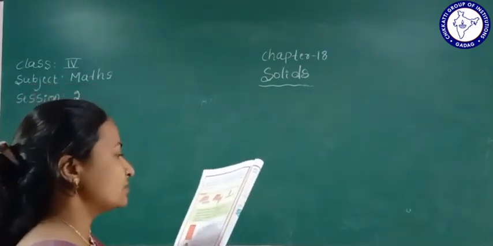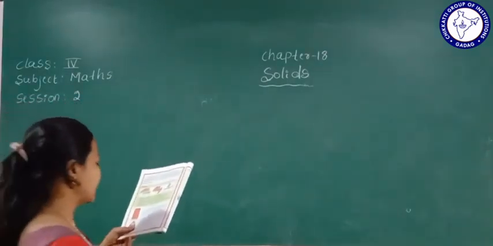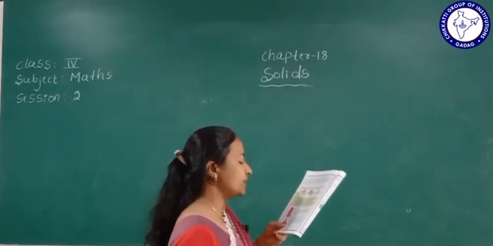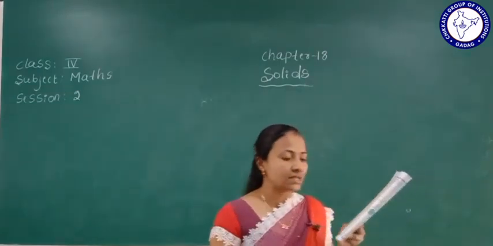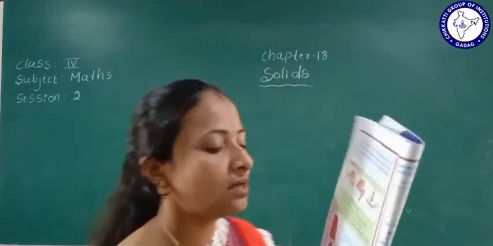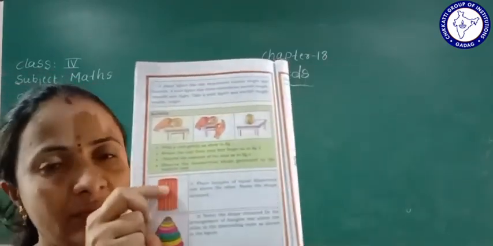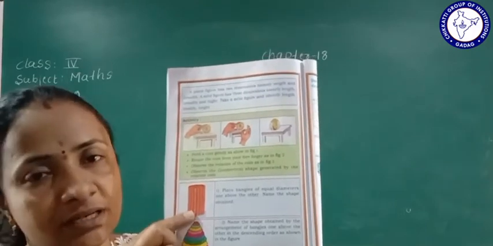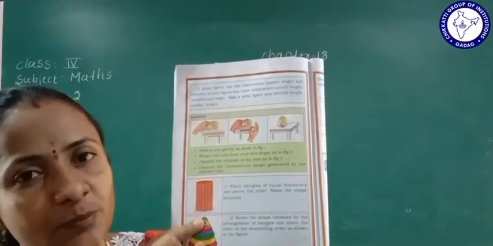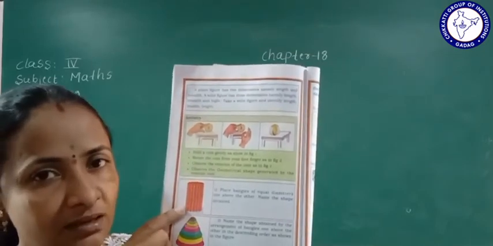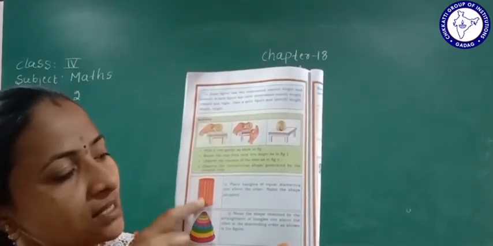Next they have given: place bangles of equal diameters one above the other and name the shape obtained. Here the bangles are arranged one above the other. Which shape do we see in this figure? That is a cylinder. Okay, this is a cylinder shape.